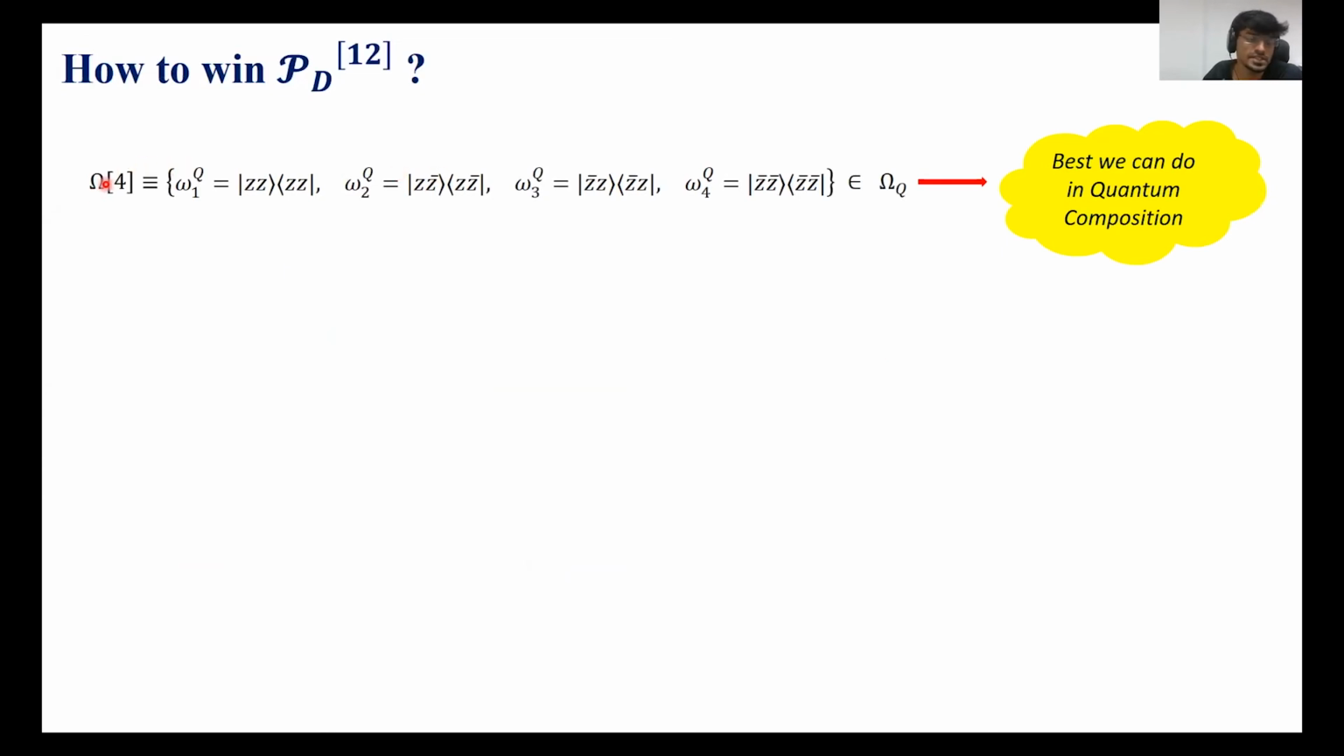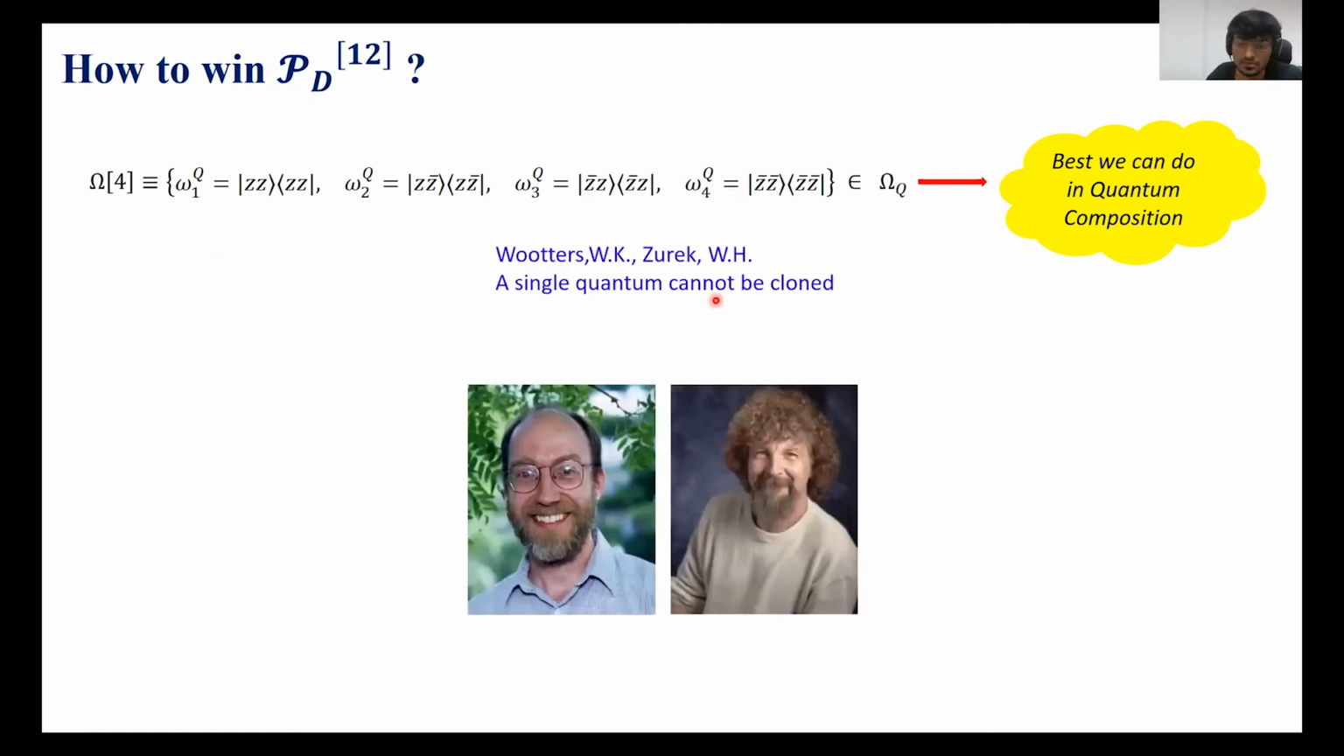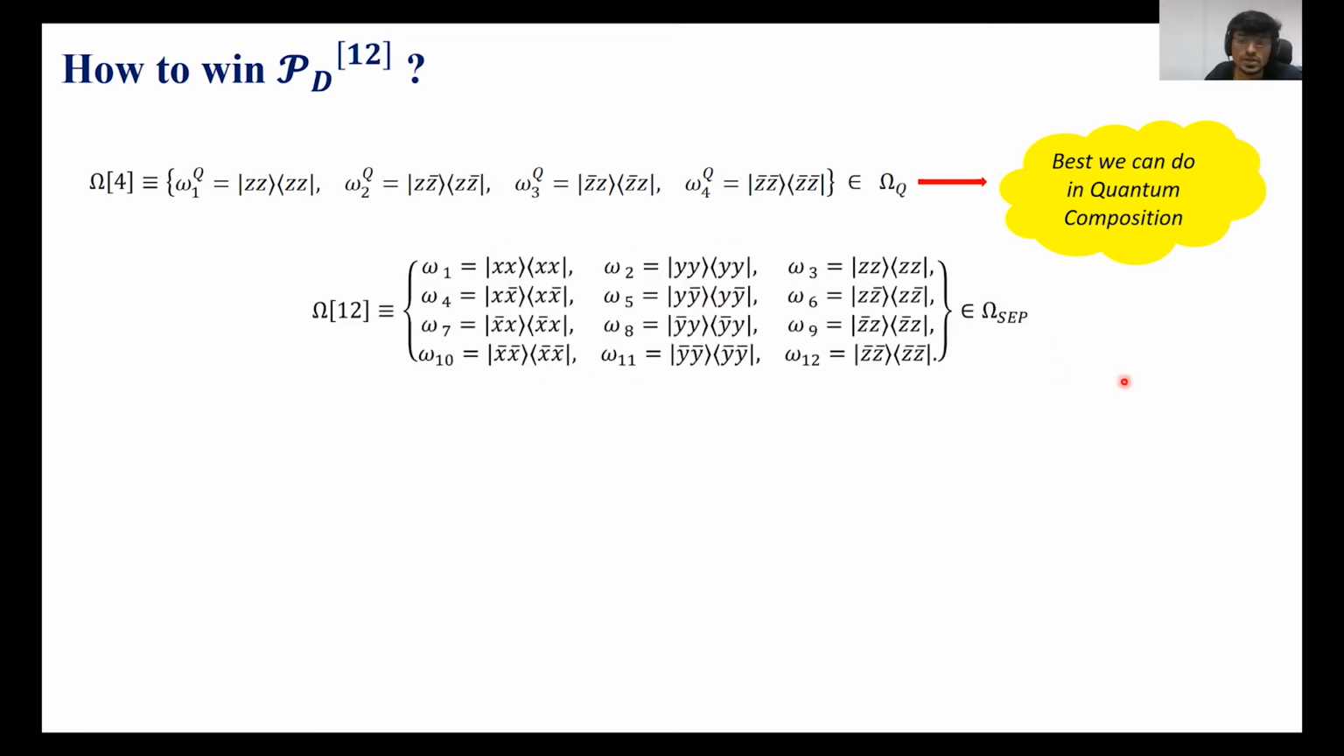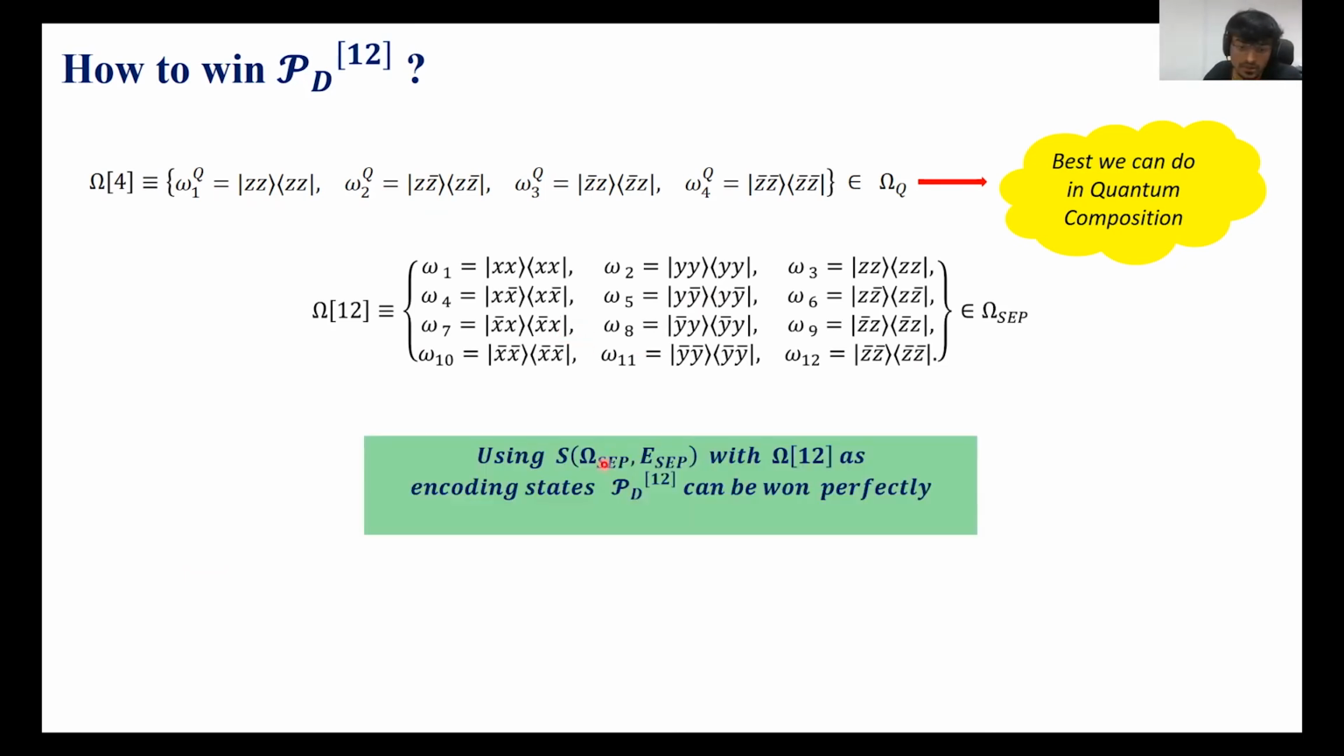So if we restrict to quantum mechanics, we choose some states like this, where Z corresponds to the positive eigenstate, up eigenstate of sigma Z, and Z bar is the down eigenstate. So the best we can do in quantum mechanics is like this, because at most 4 states are pairwise distinguishable. And we know this result from Zurek and Wouters, that since we cannot clone, this is the best we can do. So in set theory, we provide an example of 12 states which are pairwise distinguishable.